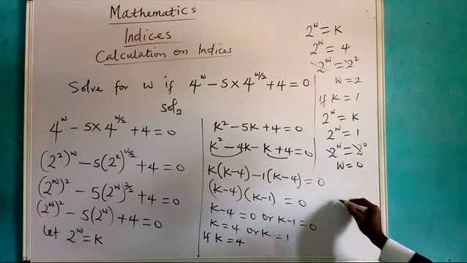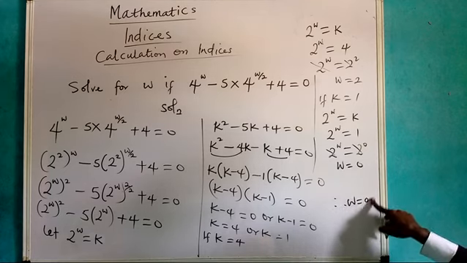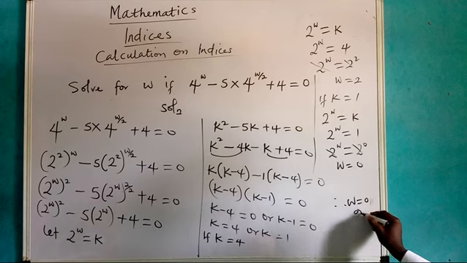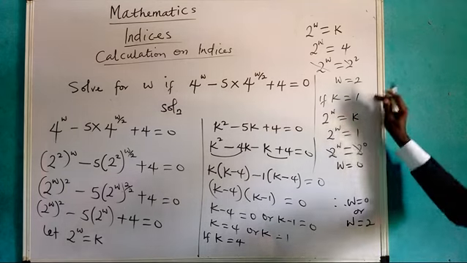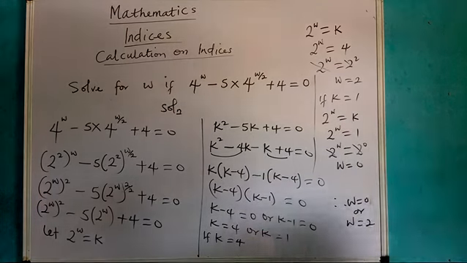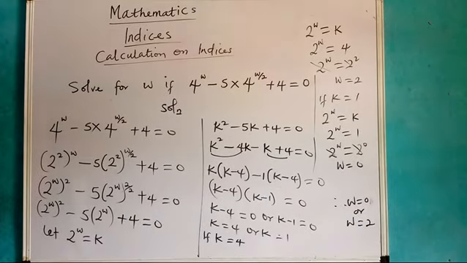Therefore, now I can see for W, we have 0 or 2. It means that we have 2 values for W, either 0 or 2. These are the values for W. We have been able to solve for W in the equation.